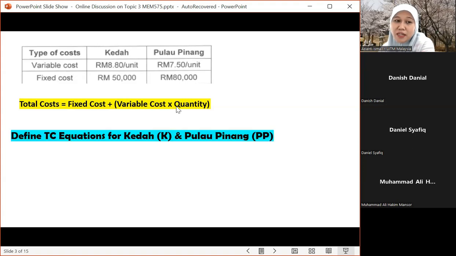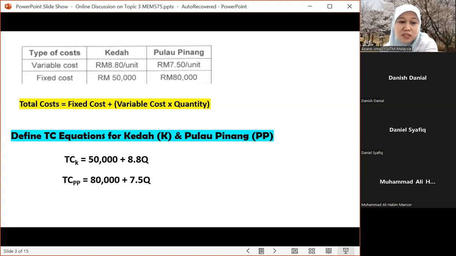So how many equations do we need? Because we have 2 locations, we need 2 equations. Let's do the first one for Kedah. We call it TCK. Kedah fixed cost is 50,000 plus variable cost 8.8Q. Okay, we're done with one. Now we do TCPP, Pulau Pinang. TCPP: the fixed cost is 80,000 plus a variable cost of 7.5Q. So now we're done with the first step, in which we come up with the TC. We have 2 TCs for 2 locations. If they give you 3 locations, you have to get 3 TCs.